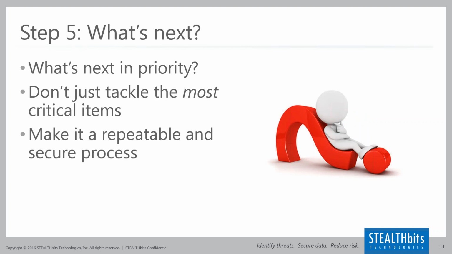So what's next in priority? Have you identified that next organizational unit, group policy, or account for auditing? Maybe you need to remediate access or figure out if your system is storing Active Directory passwords in memory. This still happens. I mean, don't just tackle the most critical items. Put this in a repeatable, secure process.